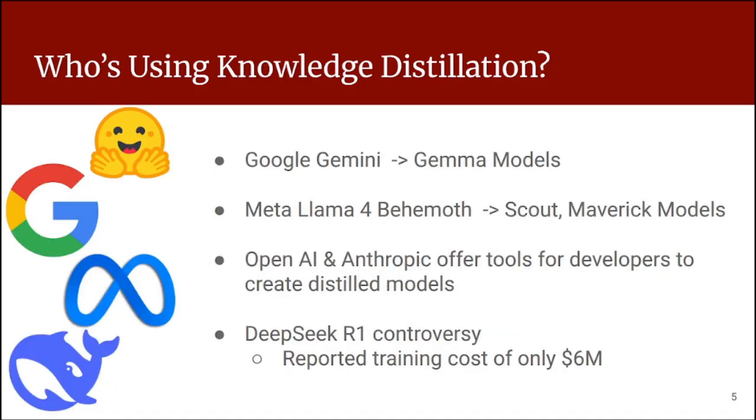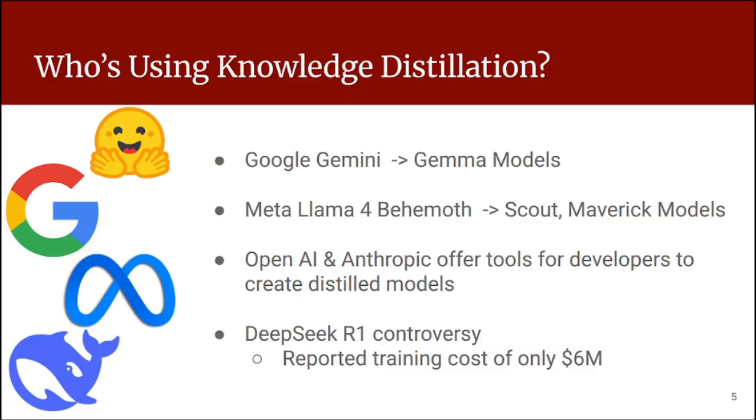DistilBERT's success didn't go unnoticed. A lot of the larger models started offering smaller, more compact models to go along with the big models. So Google Gemini now releases the Gemma models, which are trained using Gemini. Meta uses the Llama 4 Behemoth to train the Scout and Maverick models. OpenAI and Anthropic, they both offer API tools for developers to be able to train their own models.